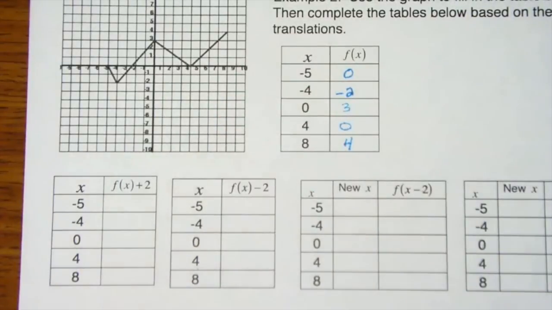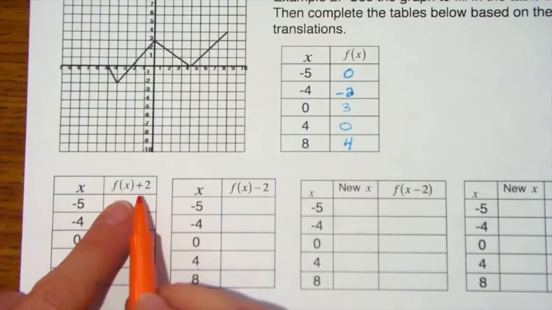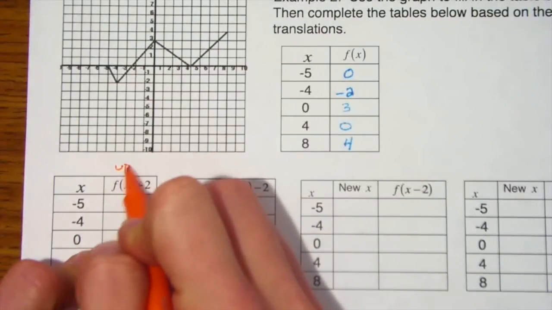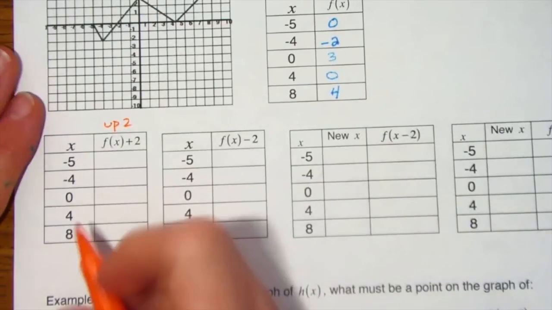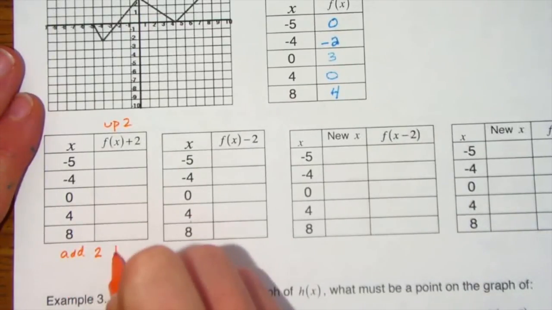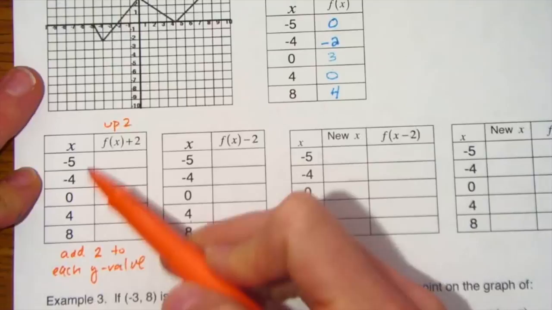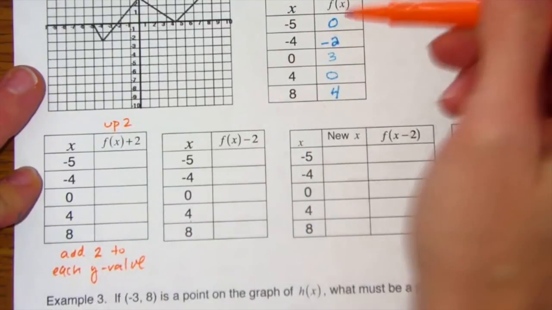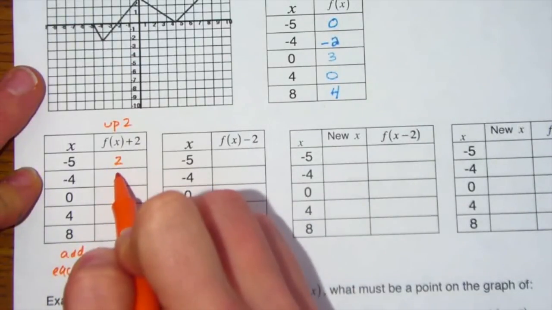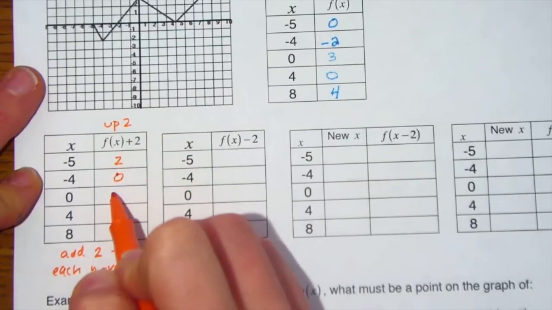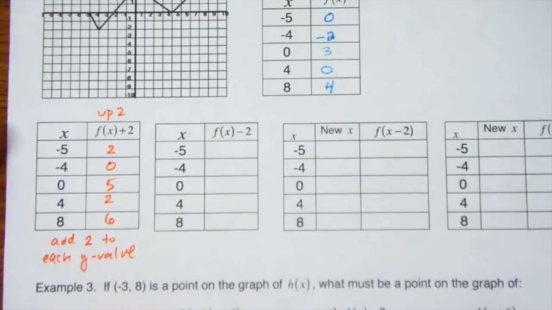So taking a look at this first function, what is the translation? This is up 2. Now if you're going up 2, which variable is changing? The y. And what do we do to each y value then? So we're going to add 2 to each y value. If you'll notice, we already have the x values here, so all we need to do is add 2 to each of these. So then we end up with 0. Perfect. All right, how's the next one different?